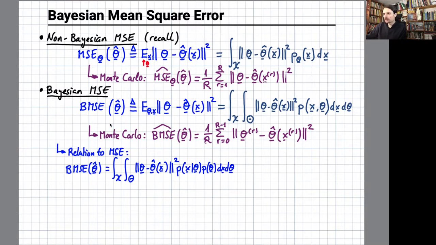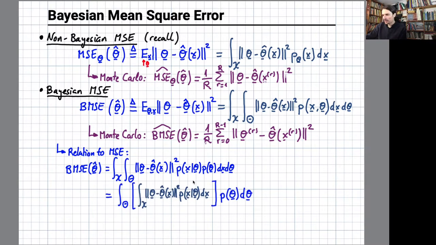The natural question at this point is what is the relation between the non-Bayesian MSE and the Bayesian MSE? To that end, we can take this integral over here and replace this joint distribution with the product of the likelihood and the prior, right? Now one can rearrange terms to note that this can be written as the integral over theta of this inner integral weighted by the prior distribution, right? And here we find the likelihood, okay? But as we said before, this shares the same functional form as the likelihood function from before, right? And therefore, this inner integral takes the same values as this integral here, okay?